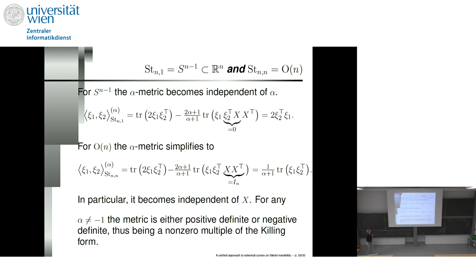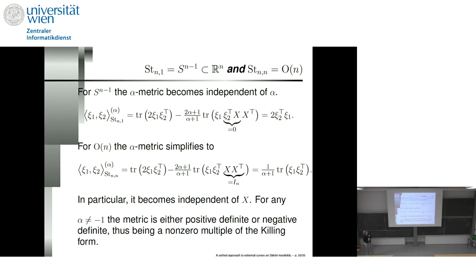And this is almost the last slide. There are two particular cases: when the Stiefel manifold is the sphere, and when the Stiefel manifold is a group. When it is the n-1 sphere, if we calculate the alpha metric, you see that it does not depend on alpha. For any alpha, it induces the same classical metric on the sphere. But on the group, we get just the Killing form on the group up to a multiple, and this multiple is related to our parameter by 1 over alpha plus 1. So this metric is also related to the classical one in this case.